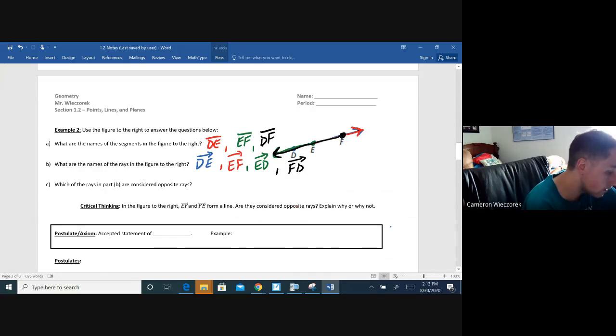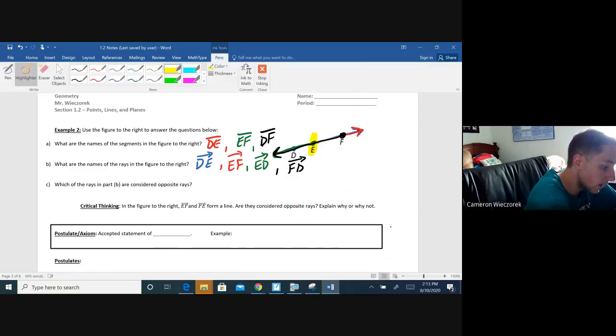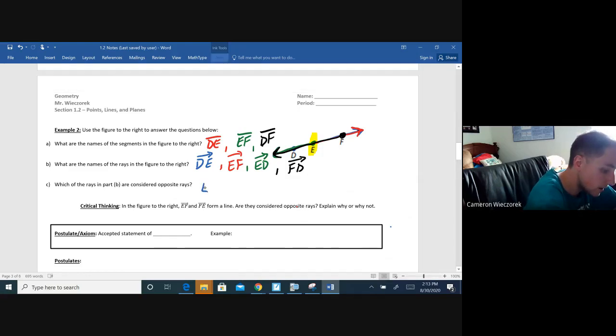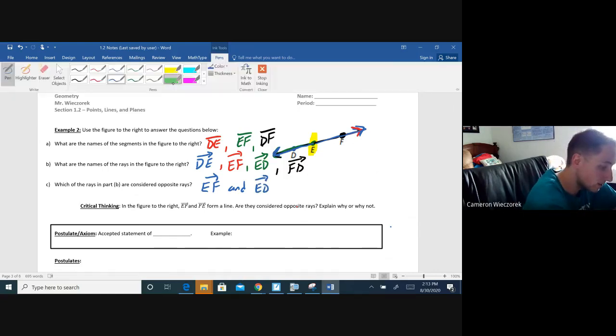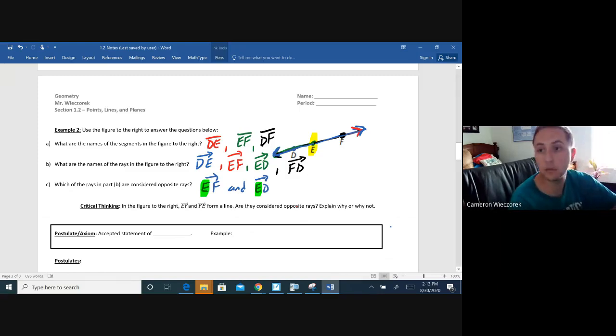Which of the rays in part B are considered opposite rays? Well, remember, that means they need to have the same endpoint and they need to form a line. The only point that rays would share in common here would be point E. So I definitely know it's going to have to start with E. One of them goes in the direction of F, so that would be ray EF, and the other one goes in the direction of D. So together, those form a straight line, and they start at the exact same endpoint. That's the other condition.